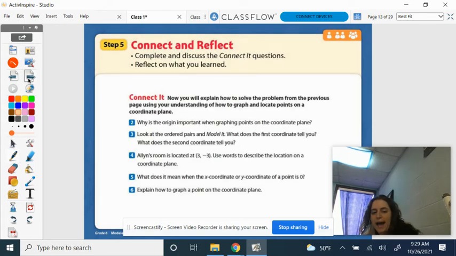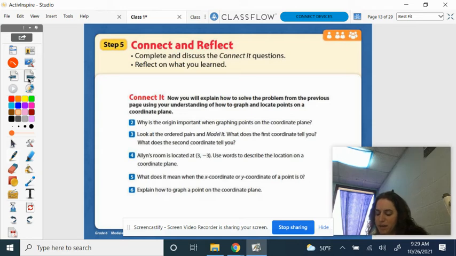Number 4, Alan's room is located at (3, -3). Use your words just like you all were doing before. How would you describe the location of her room, Cole? You'd say 3 to the right and 3 down, and be in quadrant 4.